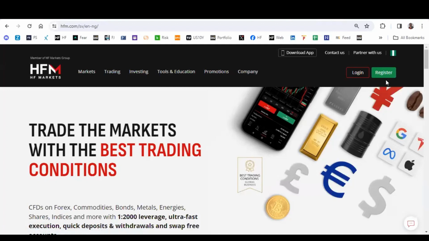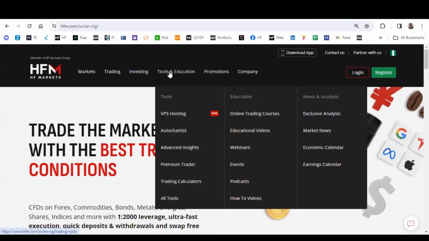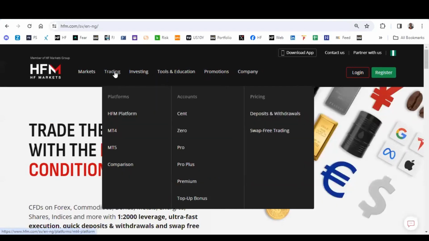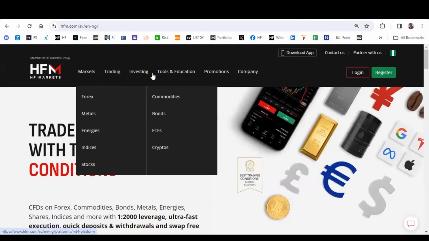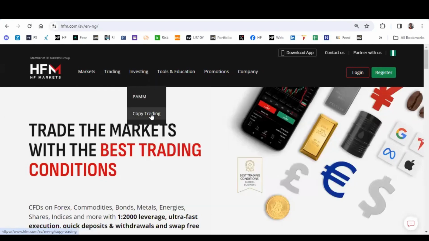If you already have an account with HFM, you can simply log in and then you have access to your wallet. Now, to go to the HFM copy platform, it is under investing, because there are other aspects of the website: about HFM, the promotions that our clients have access to, tools and educational resources, as well as analysis, instruments you can trade, the types of accounts we have, and deposits. But under investing, you have copy trading. So when I click on copy trading, we move on.